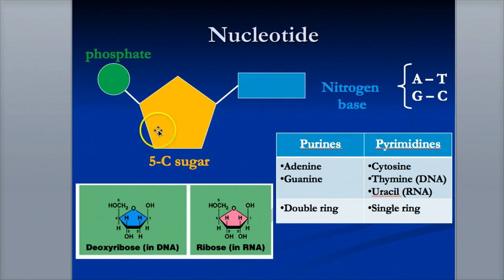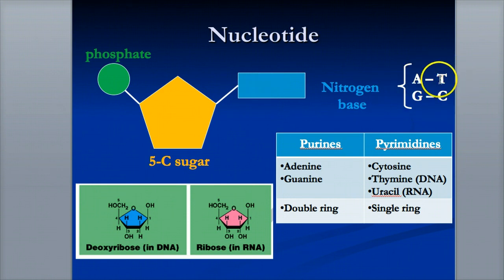A phosphate, a 5-carbon sugar. Again, in DNA it's deoxyribose, and in RNA it's ribose. So that's the difference between here and here. And then the rungs of the ladder are a different nitrogenous base. It's A, T, G, and C.